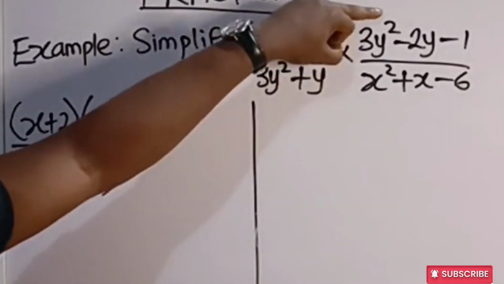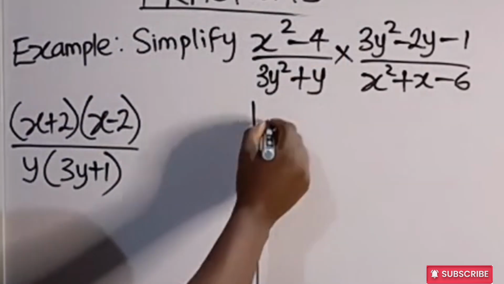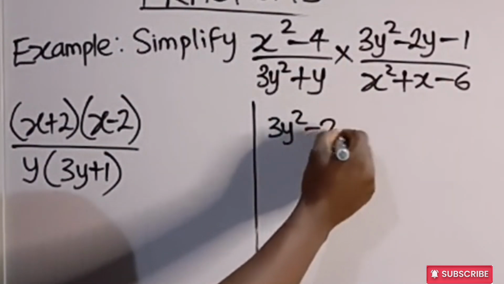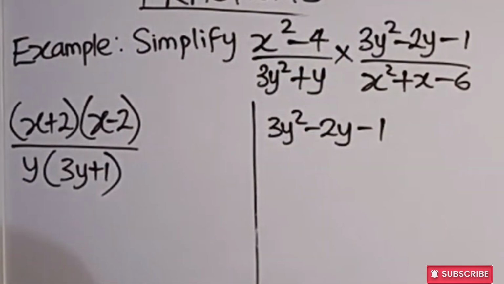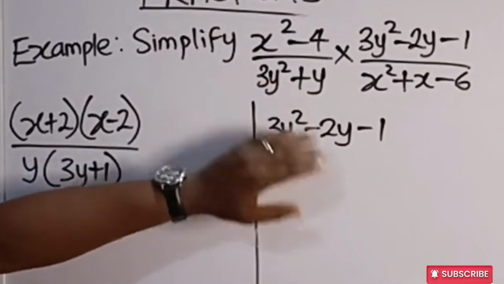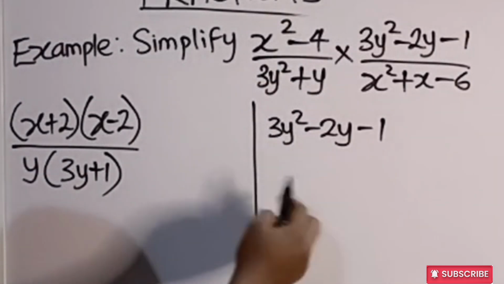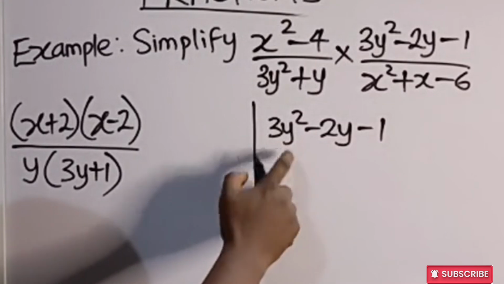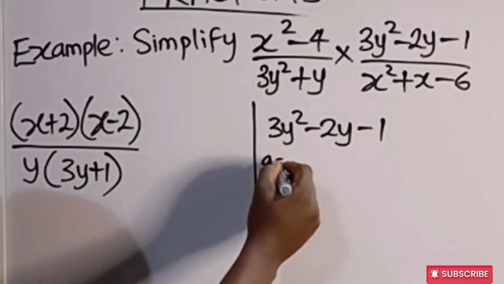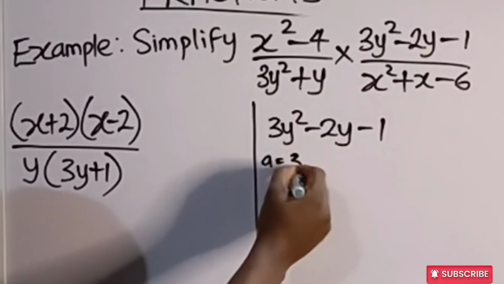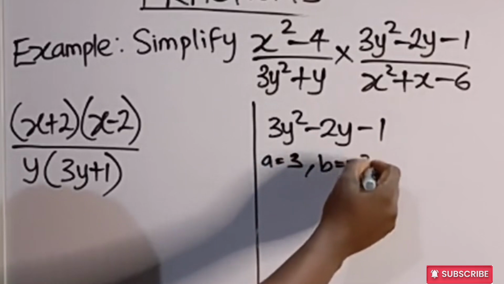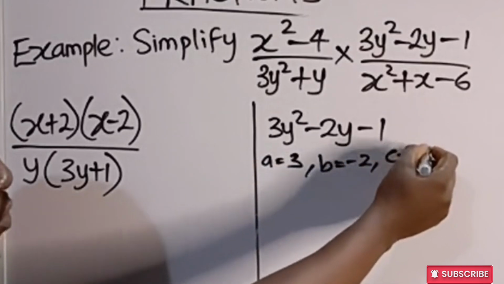So we go to this numerator, 3y squared minus 2y minus 1. In this situation, we have a quadratic expression. We've learned how to factorize quadratic expressions in a previous lesson. In a quadratic expression, the coefficient of y squared is our a. So a is equal to 3, b is equal to minus 2, and c is equal to minus 1.